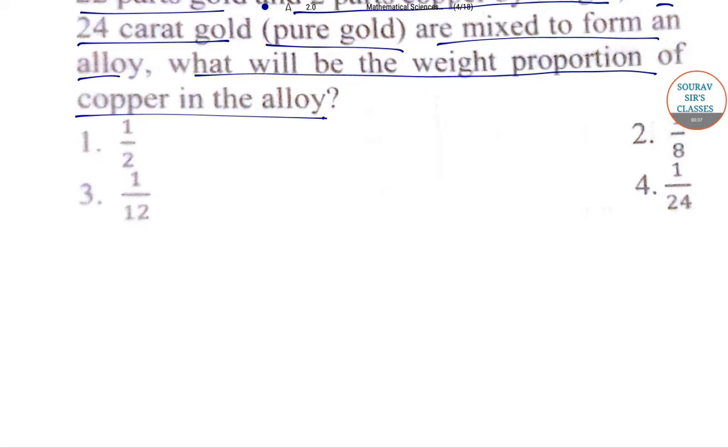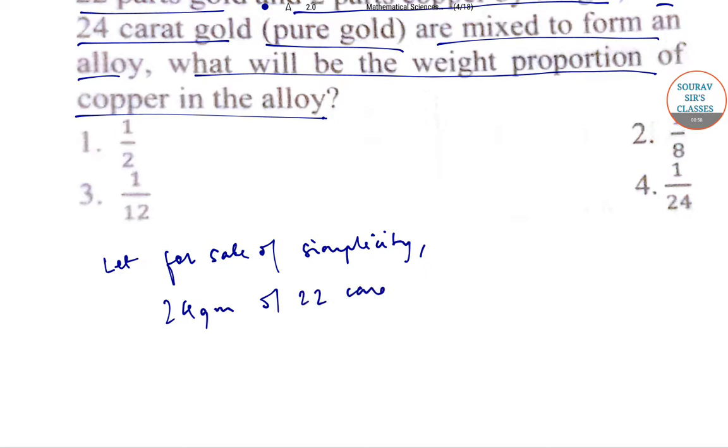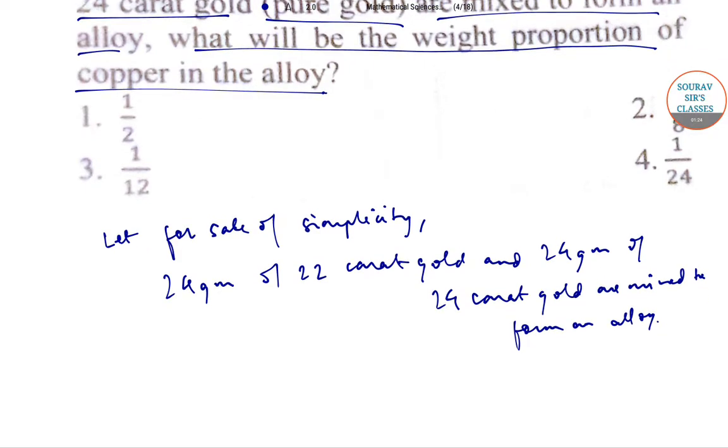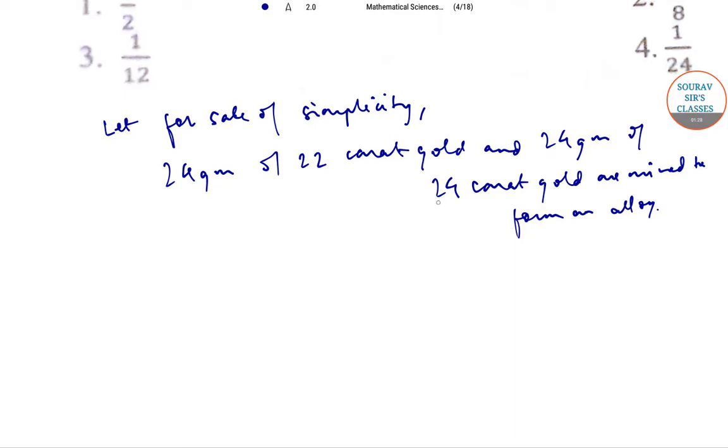let, for the sake of simplicity, 24 gram of 22 carat gold and 24 gram of 24 carat gold are mixed to form an alloy. Now, in 24 gram of 24 carat gold, we have 24 gram gold.